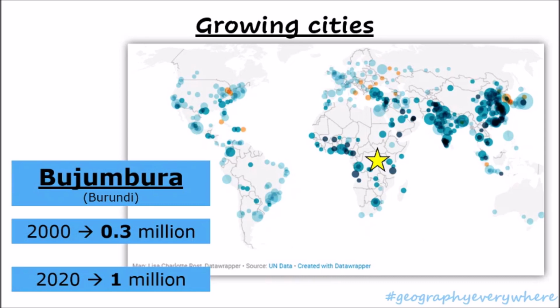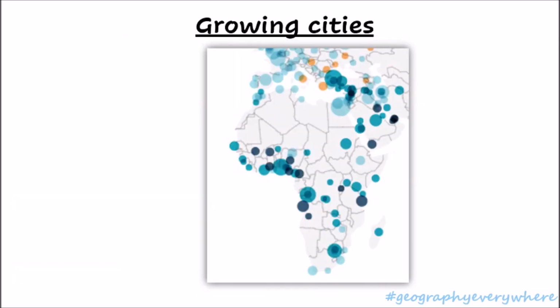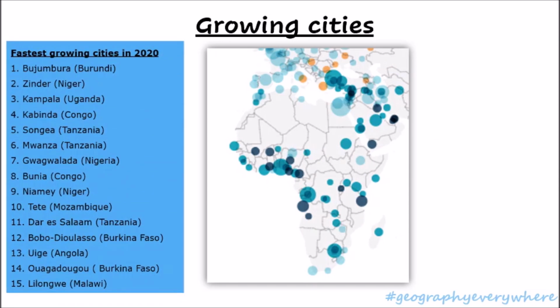Let's zoom into the African continent. In 2020, the United Nations said these are the 15 fastest growing cities this year. If you can see, all of them are in Africa. Some of them are even in the same country.